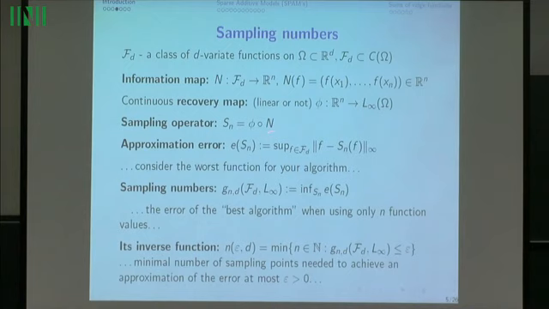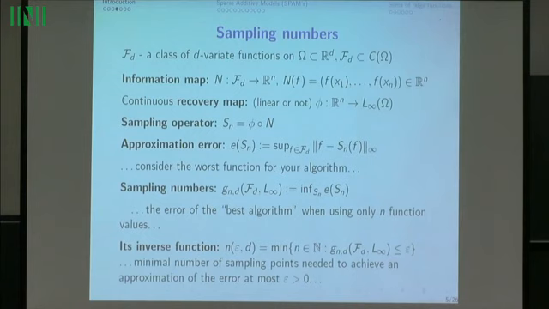Of course, there are a number of different settings, like average case approximation, where you don't mind that your approximation works well only for most of the functions, but there are some bad guys. The sampling numbers can then be defined as looking for the best sampling operator, so looking for the best information map and for the best recovery map.